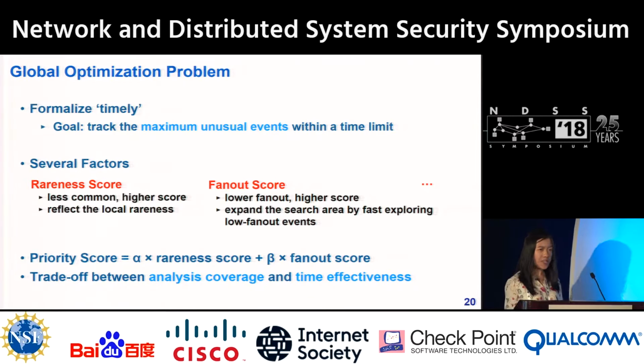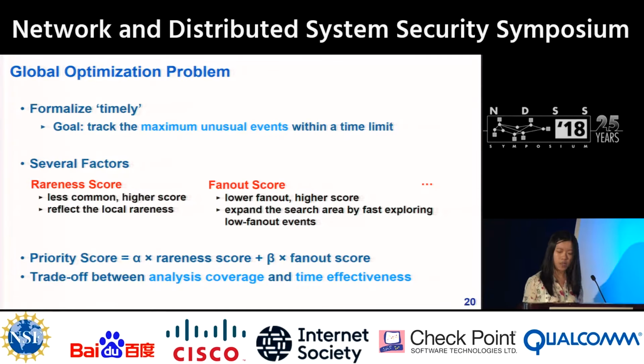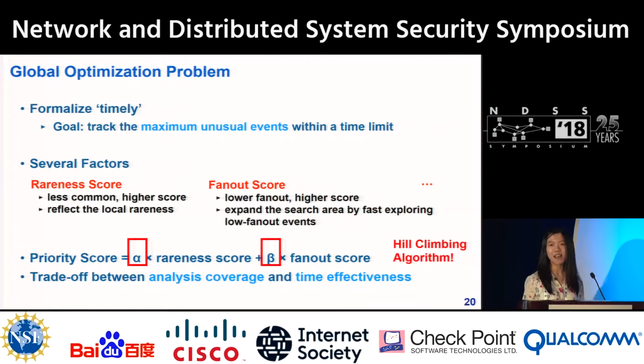So finally, we get this priority score, we assign it to each event, and we select the event bearing the highest priority at each step. The priority score is computed as a linear combination of the rareness score and the fan-out score. So this actually demonstrates a trade-off between analysis coverage and time effectiveness, and we need to strike a really good balance here. We do so by learning the weights using the hill climbing algorithm.